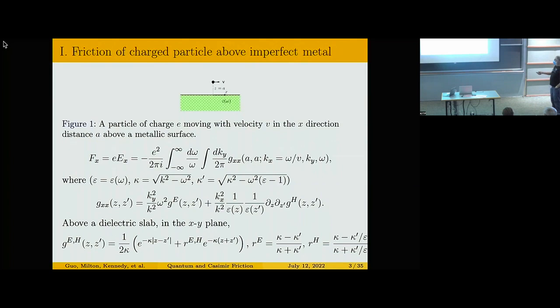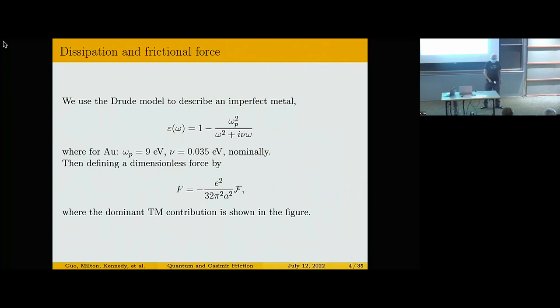And the g_xx, this reduced Green's function, is written in terms of the transverse electric and transverse magnetic Green's functions, which are given here in terms of the usual transverse electric and transverse magnetic reflection coefficients. So it's all very simple. And as I said, we're going to use the Drude model to describe the metal. So we have 2 parameters, the plasma frequency and this damping parameter nu. And for gold, just for purposes of illustration, I'm using the nominal values of 9 electron volts for the plasma frequency and 0.035 electron volts for the damping.